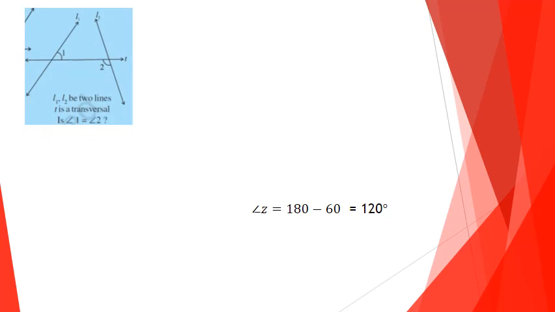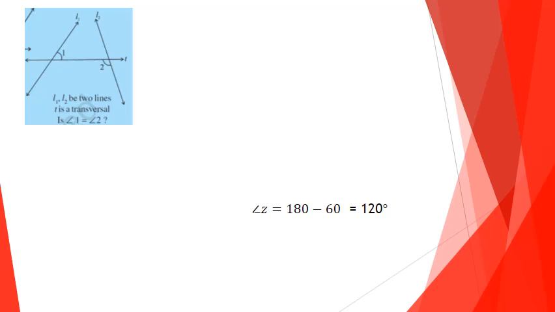Here the question: L1 and L2 are two lines and T is the transversal. Is angle 1 equal to angle 2? What about angle 1 and angle 2? Yes, angle 1 and angle 2 are alternate interior angles. But is it necessary that angle 1 equal to angle 2? It is not equal. Why? Because the given lines are not parallel.